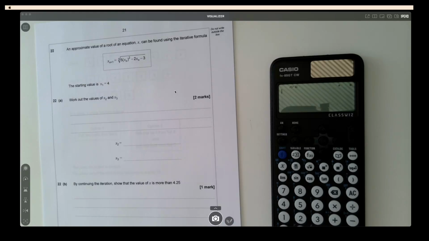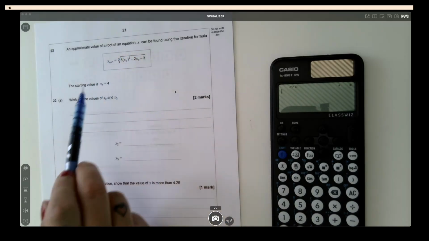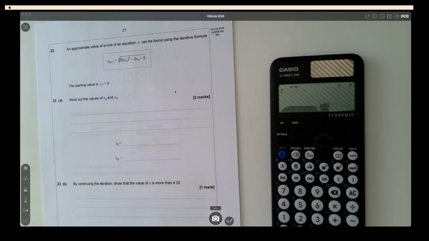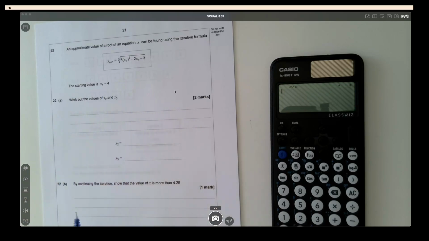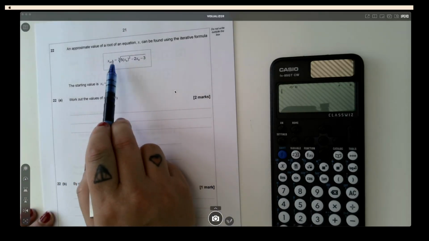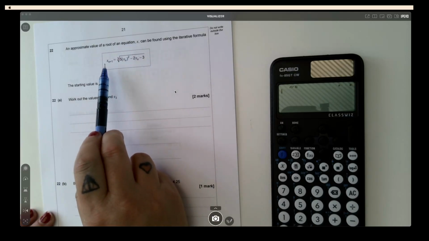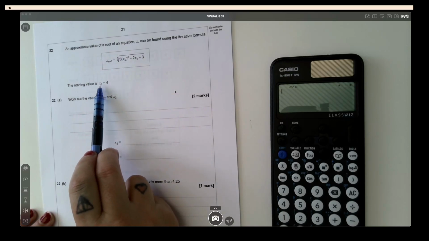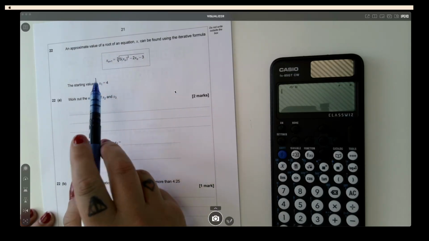Question 22. An approximate value of a root of an equation can be found using the iterative formula, and they've given that here for us. The starting value is x1, which is equal to 4. Part a, work out the values of x2 and x3. The way an iterative formula works is you use the previous value to find the next value. So xn plus 1 would be x1 plus 1, which is x2. To find the next value, we use the previous one.